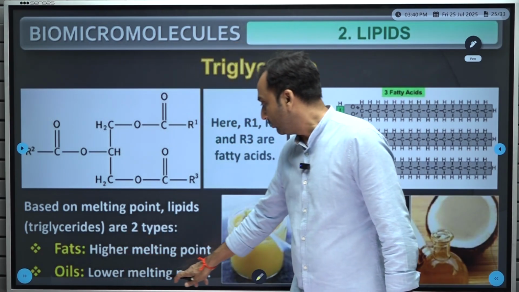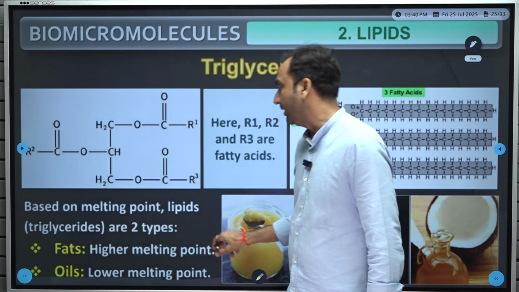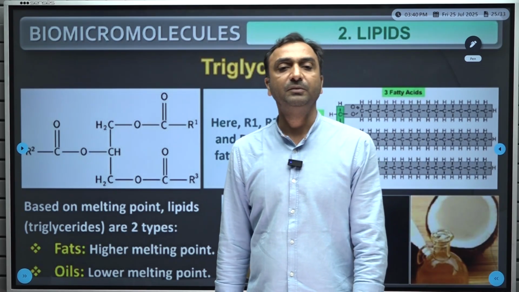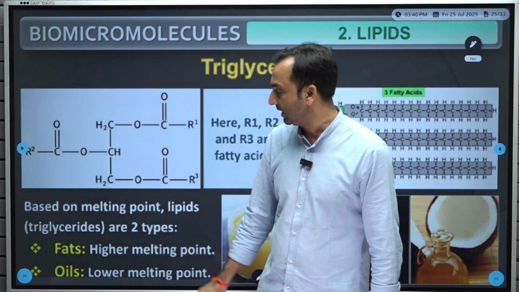So oils have a low melting point. Fats have a high melting point. So triglycerides are of two types. Plant based, they are oil. Animal based, they are fats.